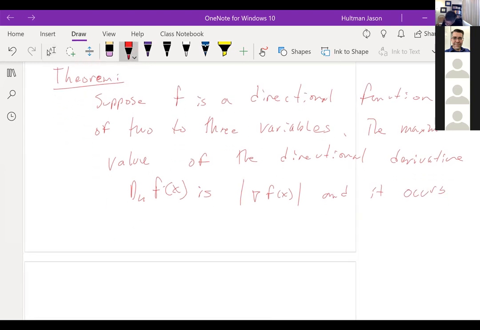There's supposed to be 2 C's there. And it occurs when u is in the same direction as the gradient vector, del f of x.